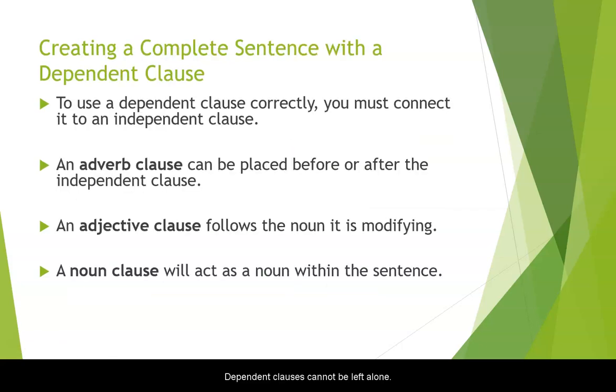Dependent clauses cannot be left alone. They have to be connected to an independent clause. Adverb clauses can go before or after the independent clause without changing the meaning. This movability is an important characteristic of all adverbs. An adjective clause has to go right after the noun it is modifying, or it may get associated with the wrong noun and make the sentence confusing. A noun clause can go anywhere a noun can go in the sentence. So it could show up in the middle of an independent clause.